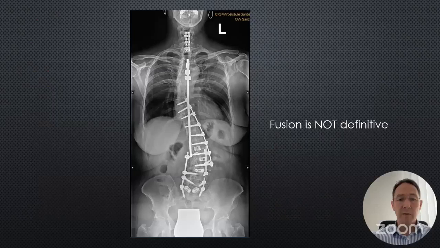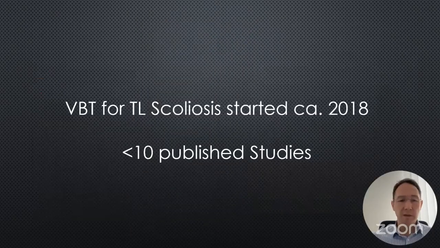And fusion is not definitive, like this patient tells you. She had all kinds of surgery, and everyone tells her this is the last time surgery because we fused the scoliosis, and she learned the hard way that she had anterior fusion, she had Harrington rod, she had pedicle screw instrumentation, and a few different things.